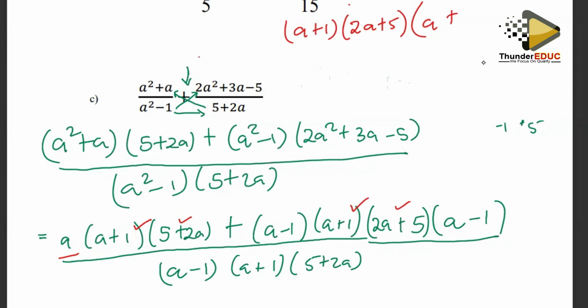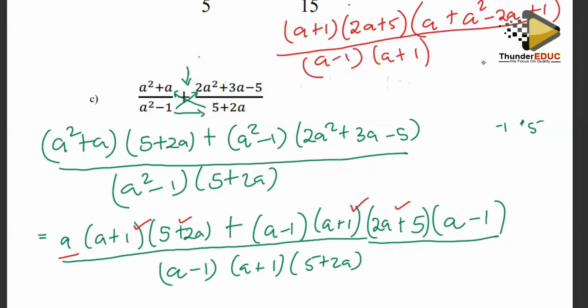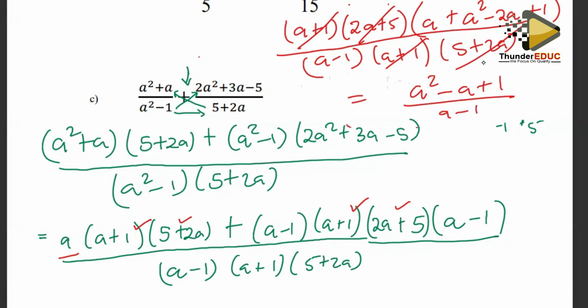Well, I can open this, or I can even leave it the way it is. But it's fine. Let me open it up. So that's going to be a squared minus 2a plus 1. I'm dividing this by a minus 1, a plus 1, and then 5 plus 2a. So this is going to cancel that. This is going to cancel that. And then we shall be left with that top thing and then the bottom thing. So if I simplify what is on top, I'll have a squared minus a plus 1 over a minus 1. And then this should be our answer.